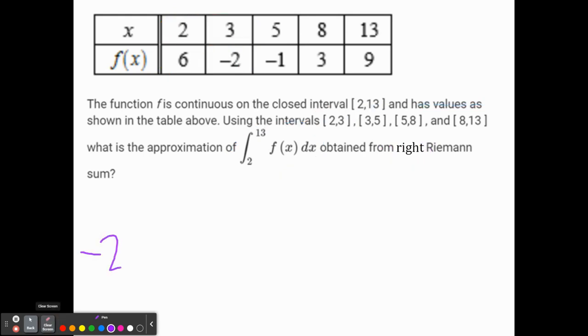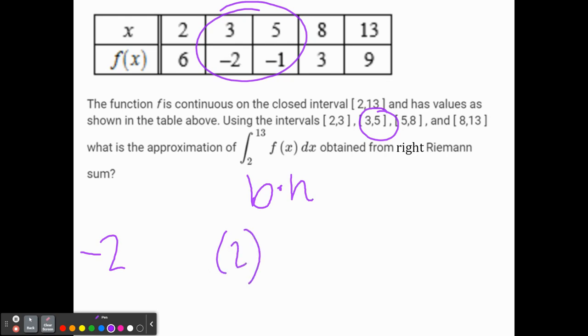We have our first area of -2, and we're moving on to the interval from 3 to 5, circling that in my table. We first have to find our base and then multiply by the height. The base is the distance between the x values. So 5 minus 3 is 2. You could also just think, how far away is 3 from 5? It's 2 away. So the base is 2.